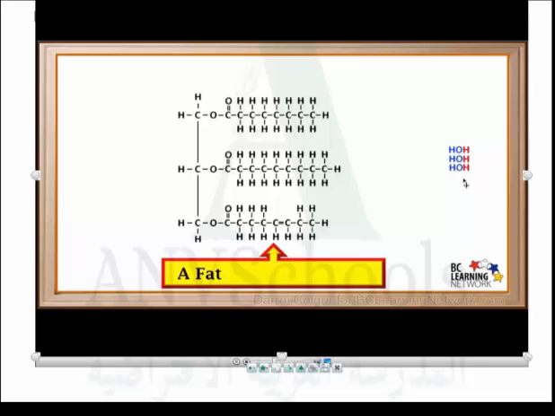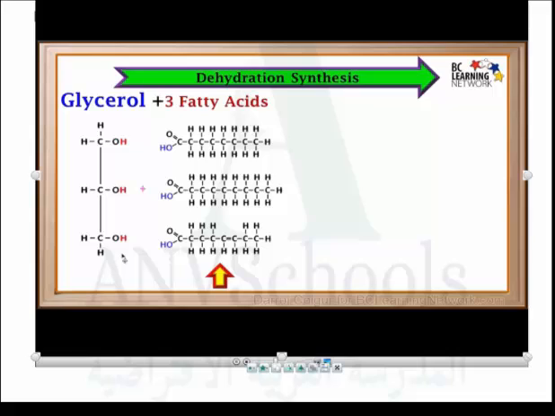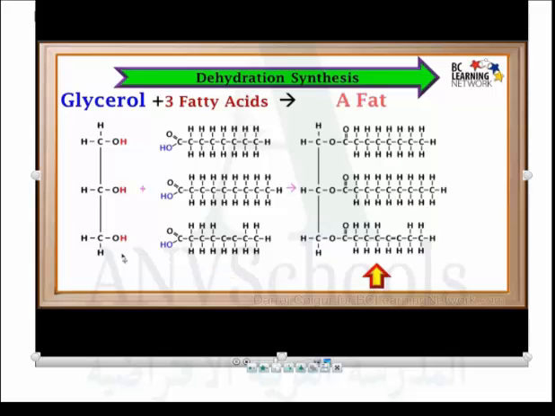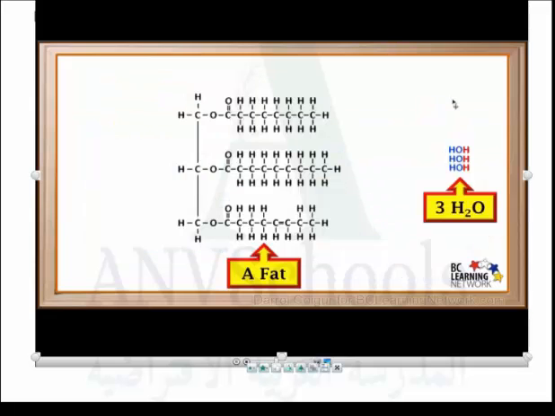So now what is formed here is what we are calling a fat or a triglyceride. So it is very clear that when these two join, water will be released, and this is called dehydration synthesis of fats. The reverse is called hydrolysis of fat.